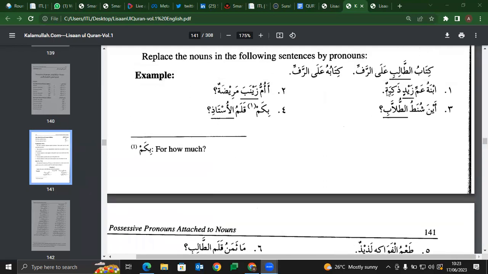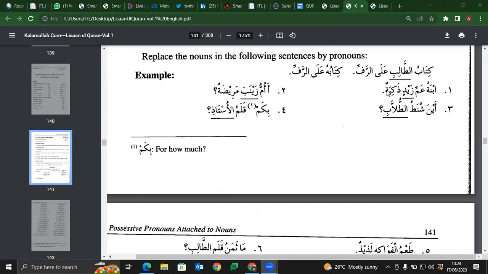Next is Aina Shunnatu Tullabi. Shunnatu is mudaf, Tullabi is mudaf ilayhi, right? Yes, yes, sorry, I misheard. Yeah, correct. So Aina Shunnatu, again it's a question, so again it will be gaib.